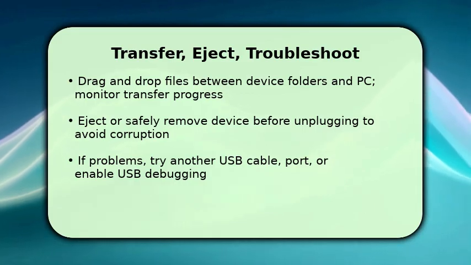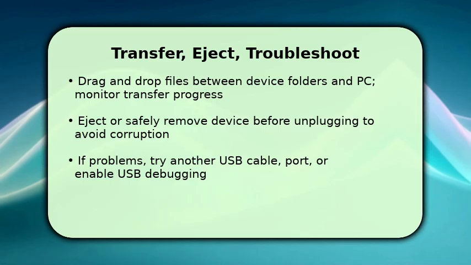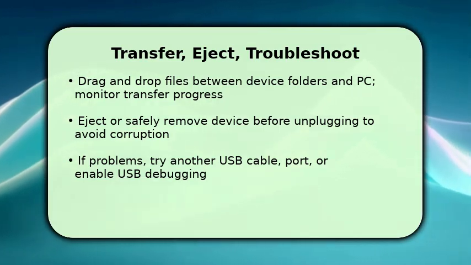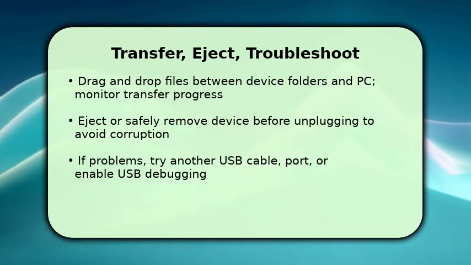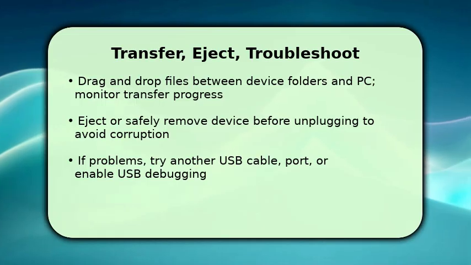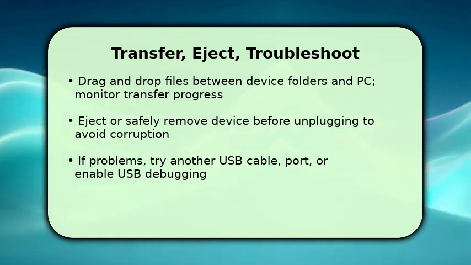If the phone isn't recognized, try a different USB cable or port, reconnect with the phone unlocked, and enable USB debugging briefly in Developer Options to improve detection. If that still fails, reinstall the PC device drivers. These fixes solve the vast majority of connection issues.